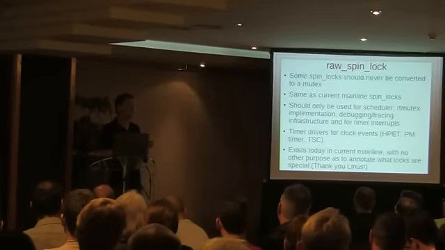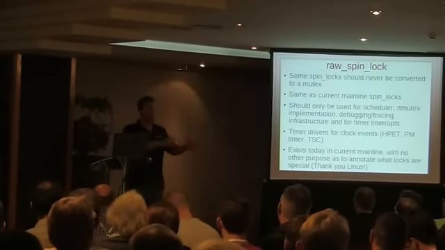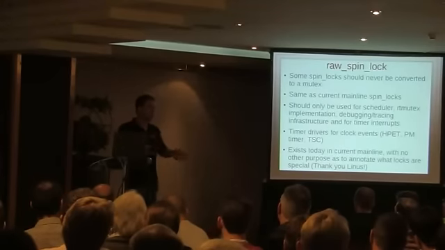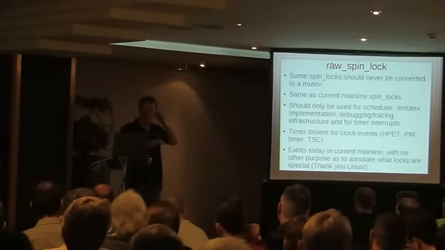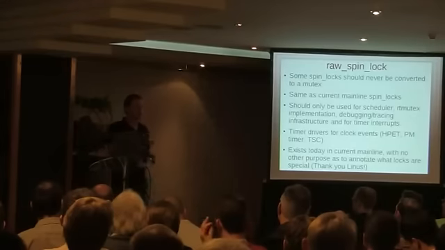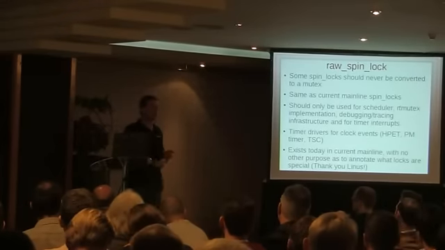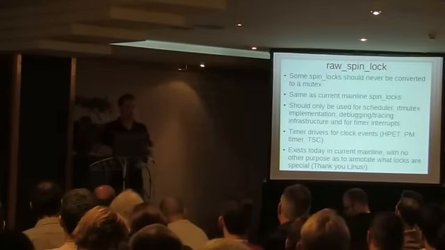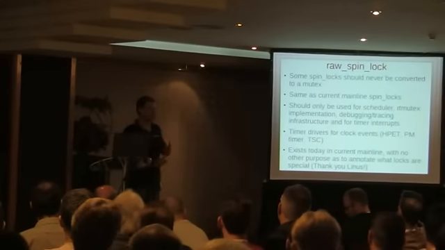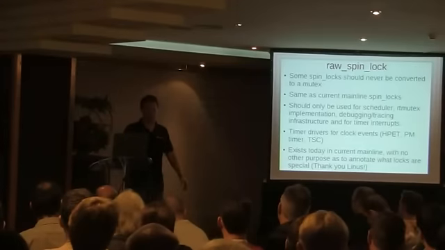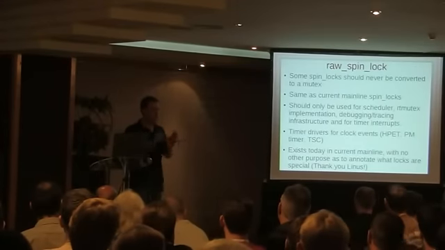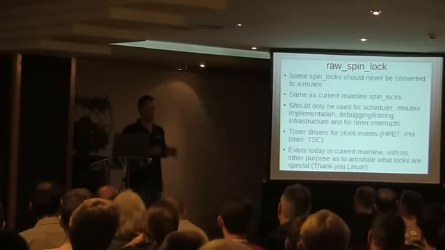And places like timer interrupts. Timer interrupts always have to be in interrupt handlers, and timer interrupts do grab spin locks, so they have to be raw spin locks. So that's where you place the raw spin locks. Usually you put them in a place that will have preemption disabled, interrupts disabled. But try not to add them, because when you add them, you defeat the purpose of the real-time patch. So you try to remove as many raw spin locks as possible, and only use them when absolutely necessary.